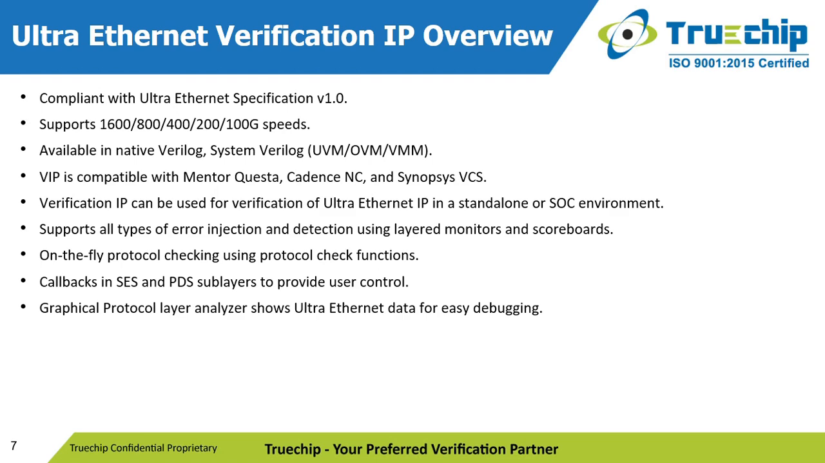Verification IP can be used for verification of Ultra Ethernet IP in standalone or SoC environments. It supports all types of error injection and detection using layered monitors and scoreboards. On-the-fly protocol checking using protocol check functions. TrueChip callbacks in the semantic and PDS sublayers provide user control. The graphical protocol layer analyzer shows Ultra Ethernet data for easy debugging.